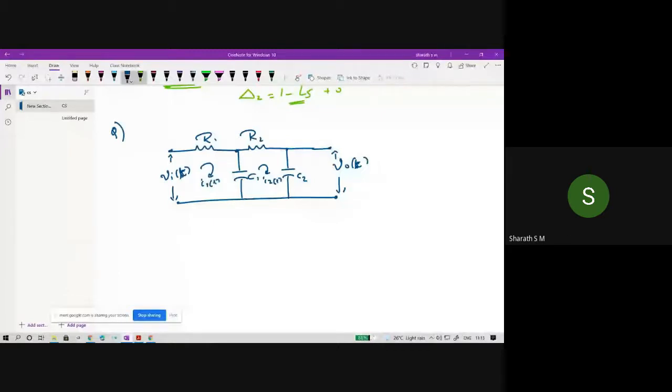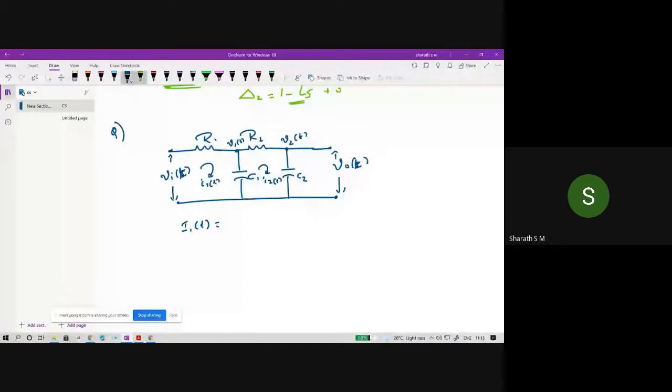Now we need to identify the node voltages. Write this one as V1 of t, and the voltage across this node as V2 of t. They have given Vi, V0, R1, R2, C1, C2, but we need to identify the node voltages as well as the loop currents. Now to write the equation for the first current, I1 of t.